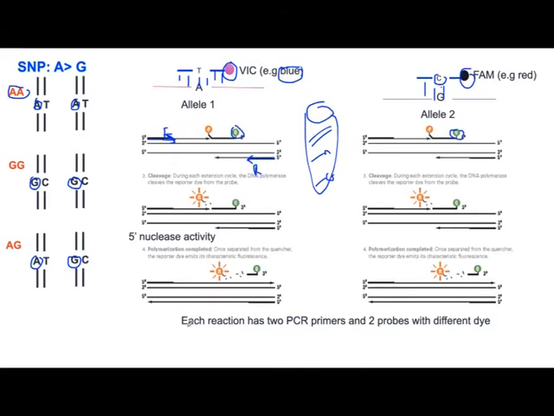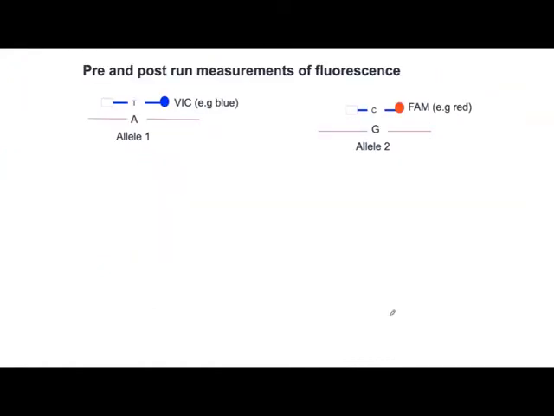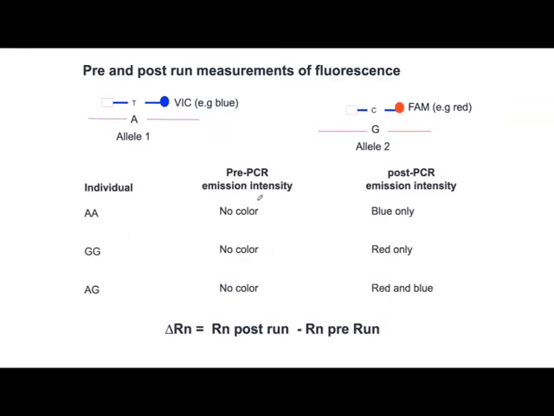Now what you do here, so this is why in each one we'll have 2 PCR primers and 2 probes. So for each individual, for each PCR tube, what happens during PCR is that you take 2 measurements. You take one before the PCR for each tube. If this individual has an AA, this individual is a GG, and this is a different PCR tube.